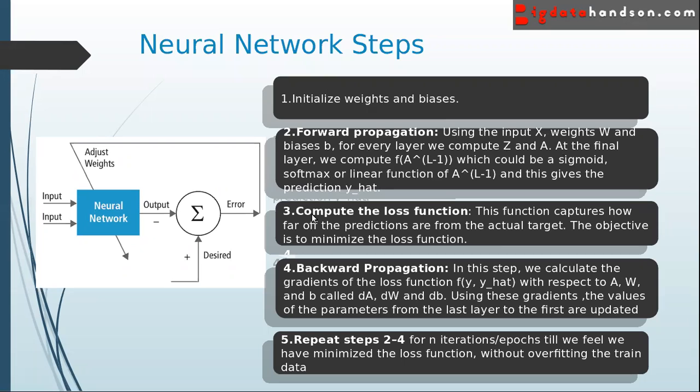In the third step, we compute the loss function. This function is used to compute the error of the neural network. For every forward propagation it gives an output. Using the output we'll calculate the error. So what is the error between the actual and the predicted one?